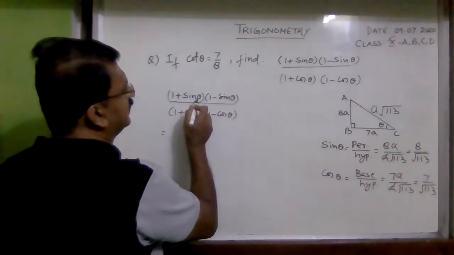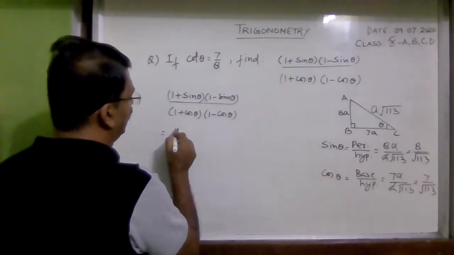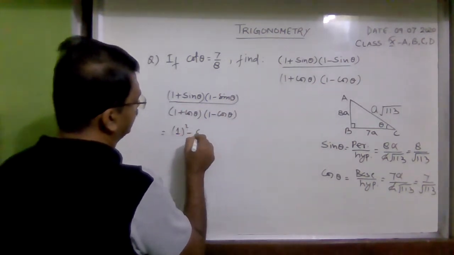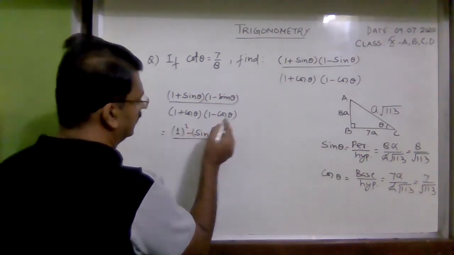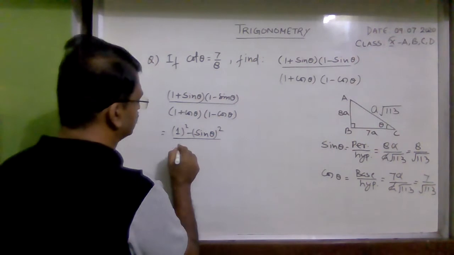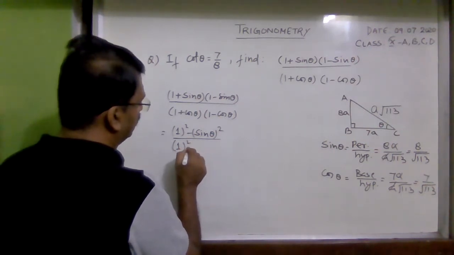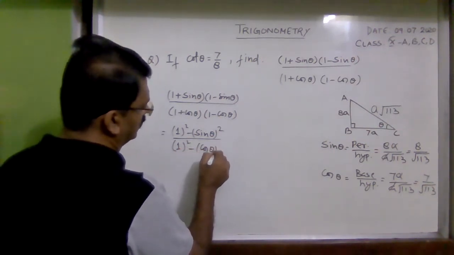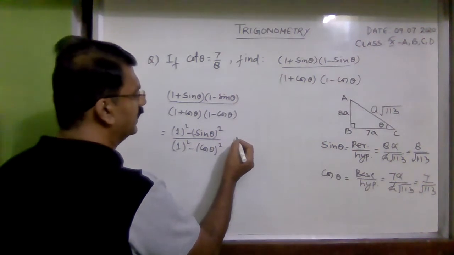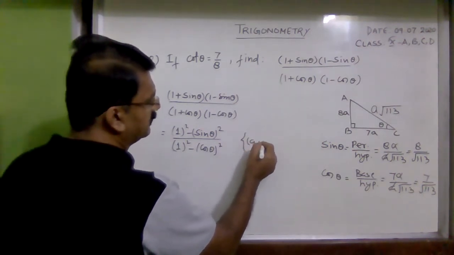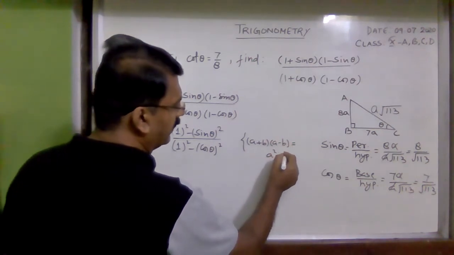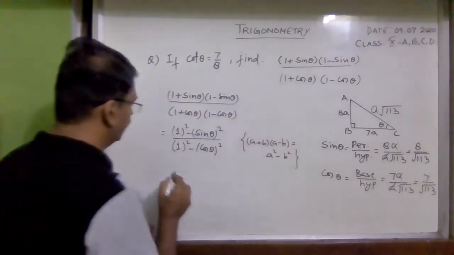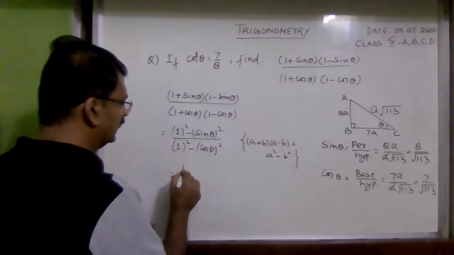So (1 plus sine theta)(1 minus sine theta) is 1 square minus sine theta whole square, upon, similarly here, a plus b, a minus b, 1 square minus cos theta whole square. The formula that we have applied here is (a plus b)(a minus b) is equal to a square minus b square. Okay.